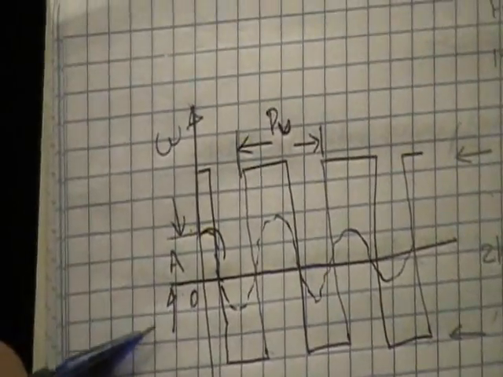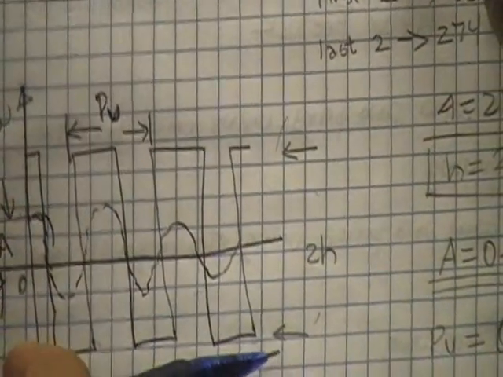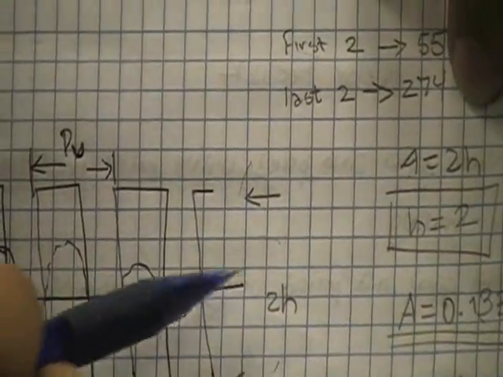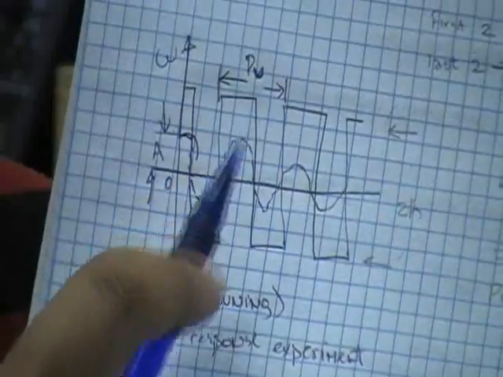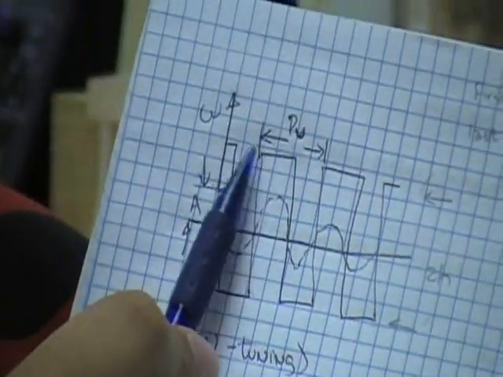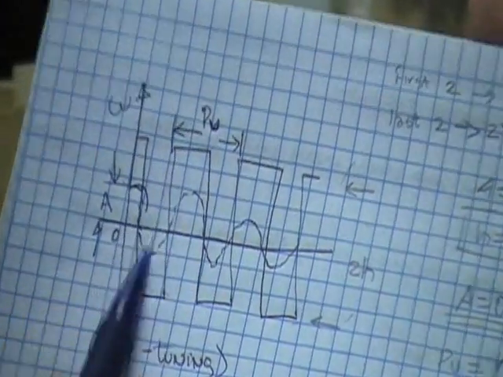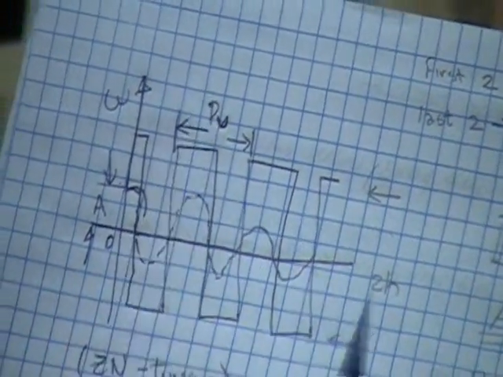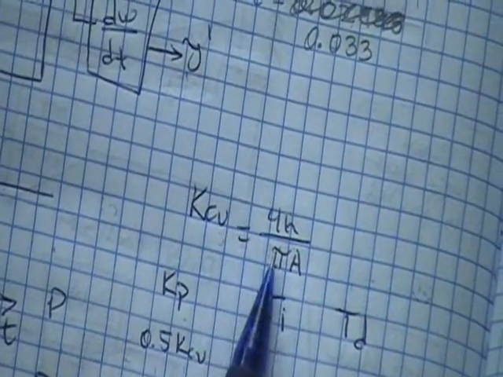Let's call the amplitude of your output, not the peak to peak, but only from 0, A. Let the peak to peak amplitude of your relay output be 2 times H, so half of it is H. Once you have the A and the H, then you calculate the critical period, which is Pu, the time for one cycle of operation. Once you have that, then you calculate one parameter called Kcu, or the critical gain, which is given by 4H over pi A, which is the formula right down here.